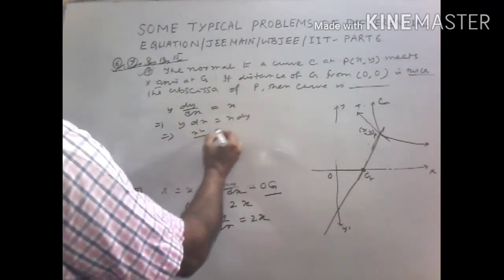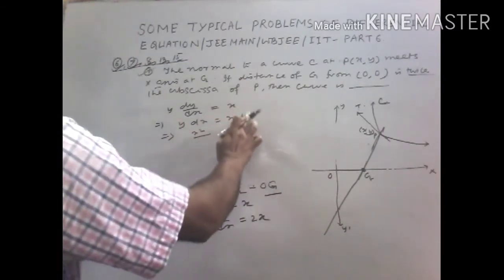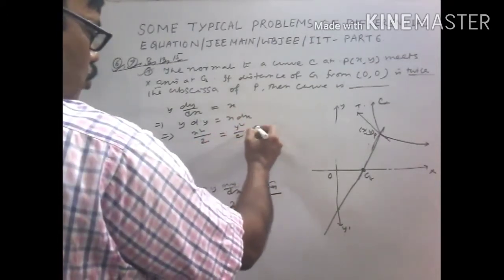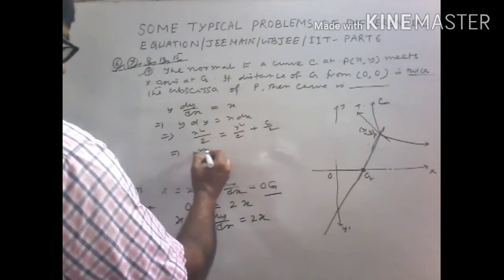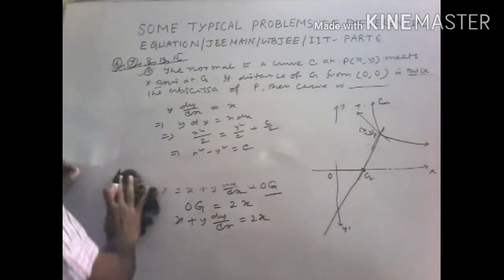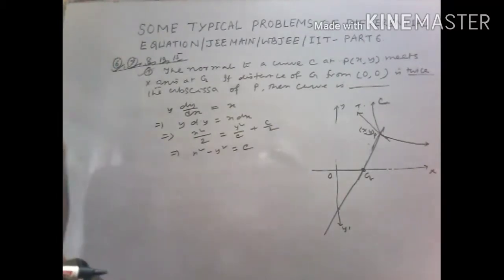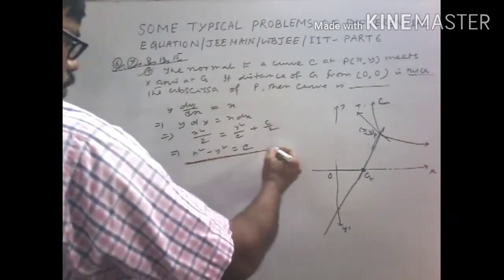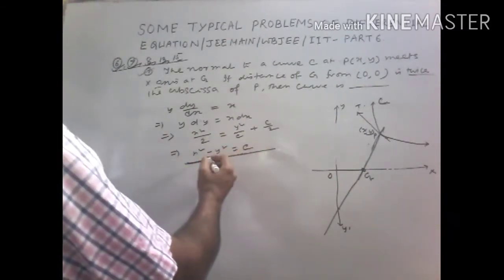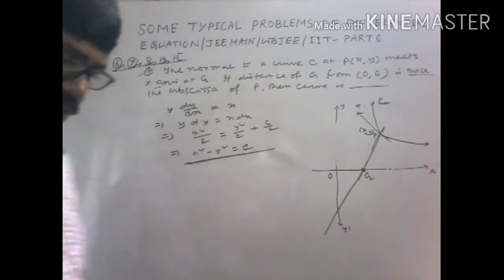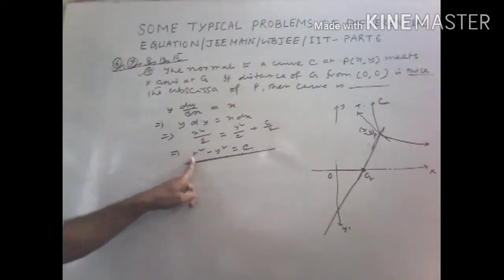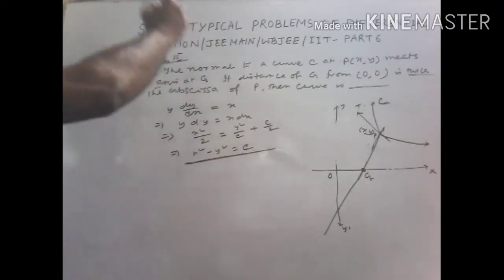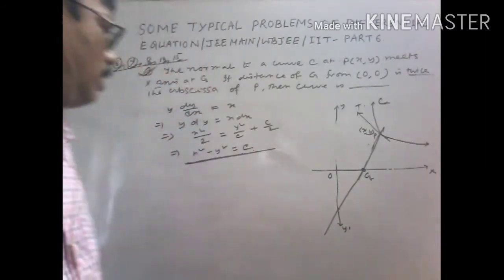So y square by 2 equals x square by 2 plus c by 2. So x square minus y square equals c. This is the equation of the curve. Here no condition is given to find c. So this is the equation of a rectangular hyperbola, x square minus y square, where the coefficient of x square equals the coefficient of y square, exactly the same as earlier.